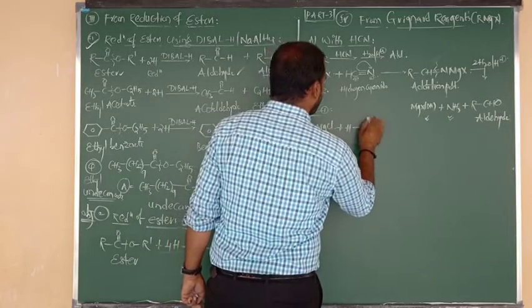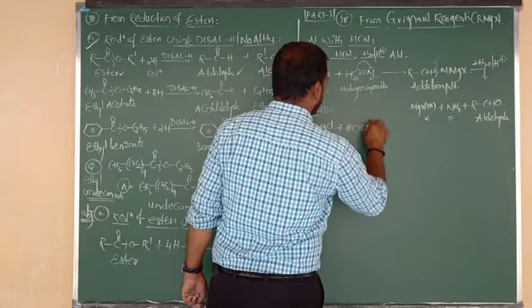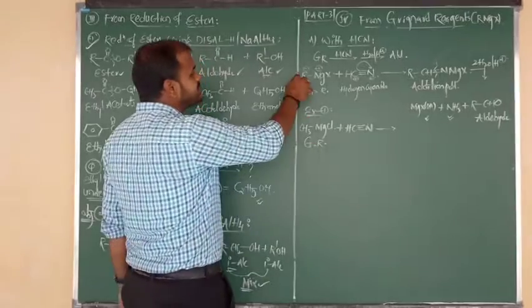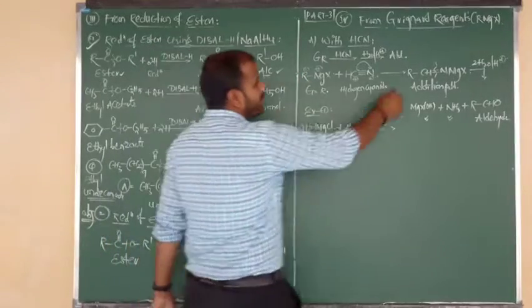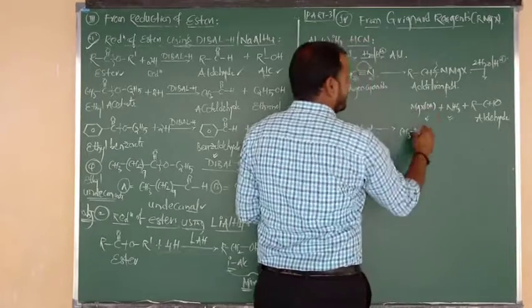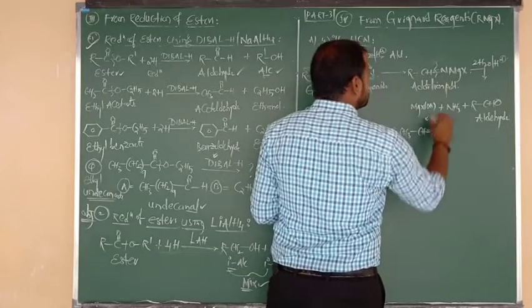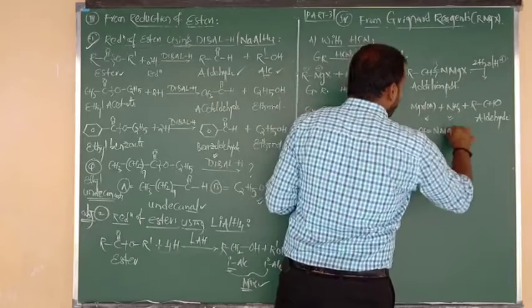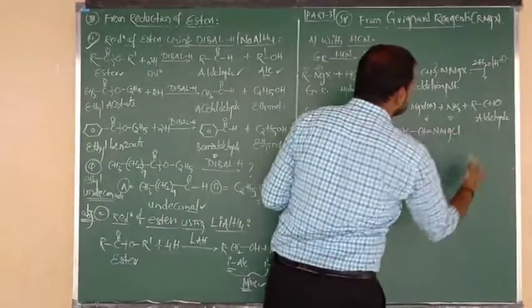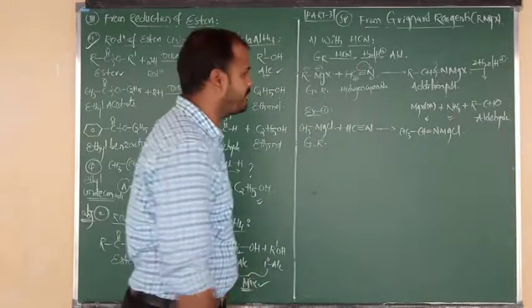Nothing but HCl. So what we did here? Just in place of R we have written CH3. Here also in place of R we have to write CH3. CH3 bonded to CH, CH double bond N bonded to MgX, but X here is Cl. So simply we can say CH3CH=N-MgCl.